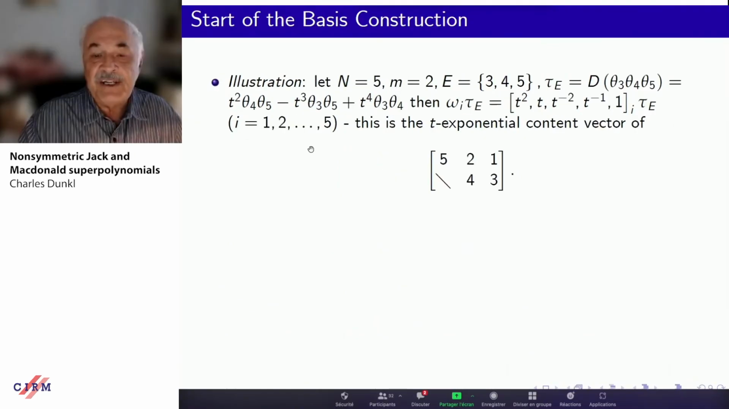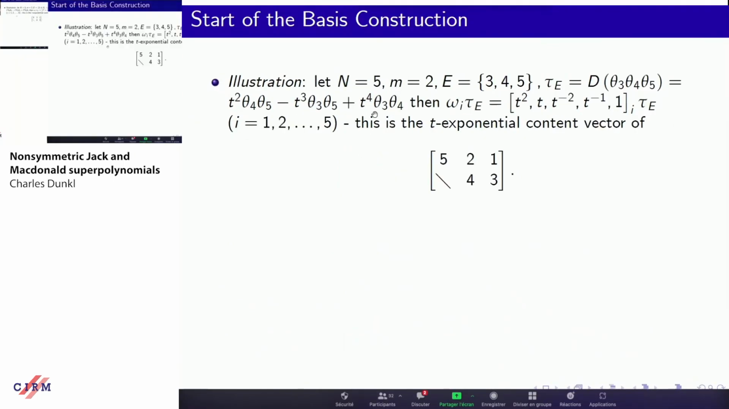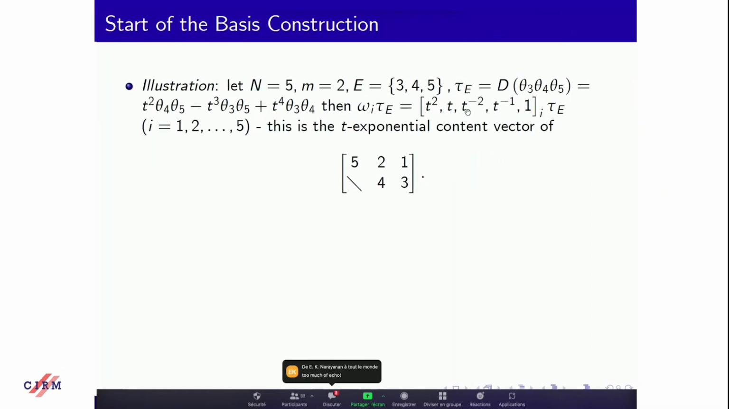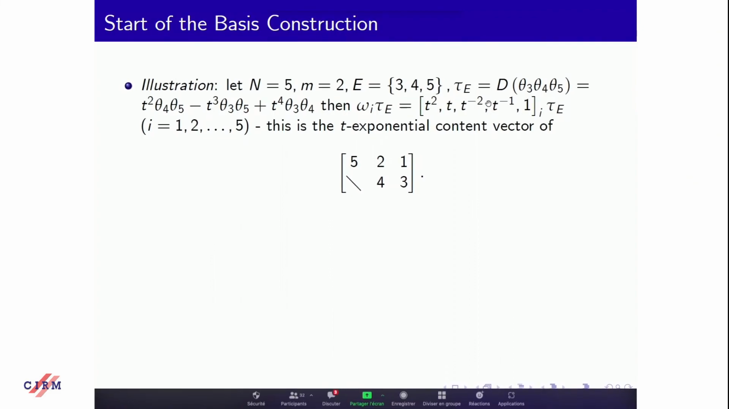Here's the illustration, sort of the same as before. For n=5, τ_E is the derivative of this. So now we see we get powers of t. The eigenvalues: t², t^{−2}, t^{−1}, 1. So if you read off the exponents 2, 1, −2, −1, 1, you get the content vector of this tableau we had before.